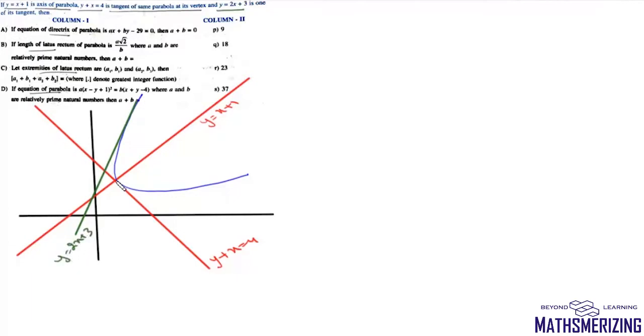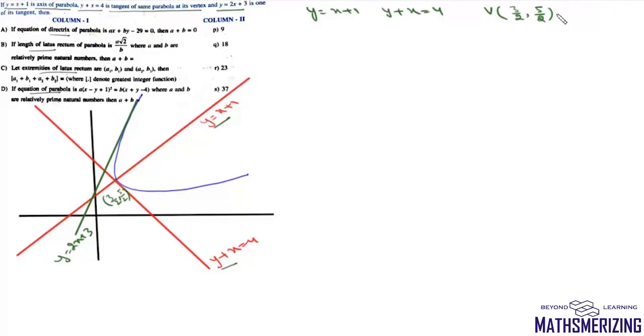Now first we'll find the vertex of this parabola. So we'll solve these two equations: y equals x plus 1 and y plus x equals 4. We'll put y as x plus 1 and get 2x equals 3, so its x coordinate will be 3 by 2. If we put x as 3 by 2, we get y as 5 by 2. The vertex of this parabola is at (3 by 2, 5 by 2).